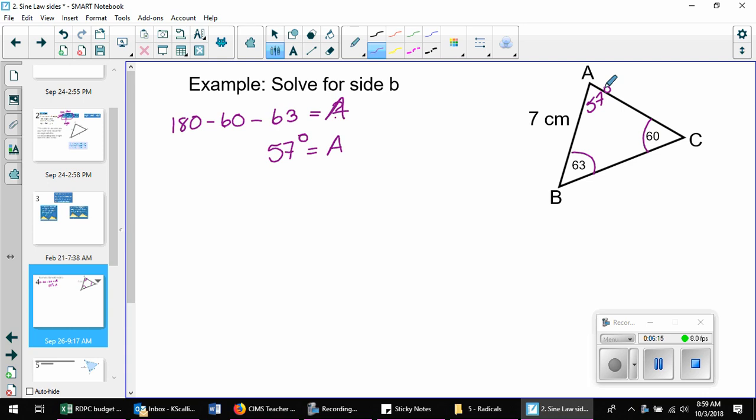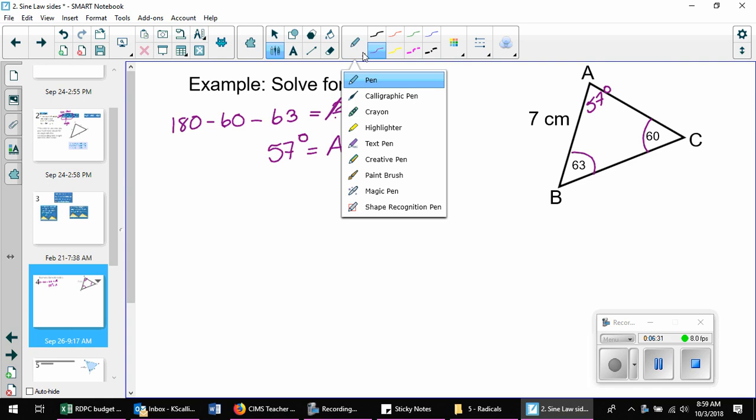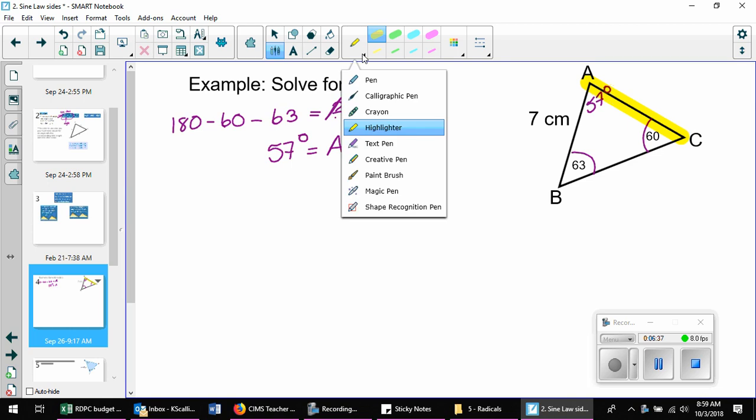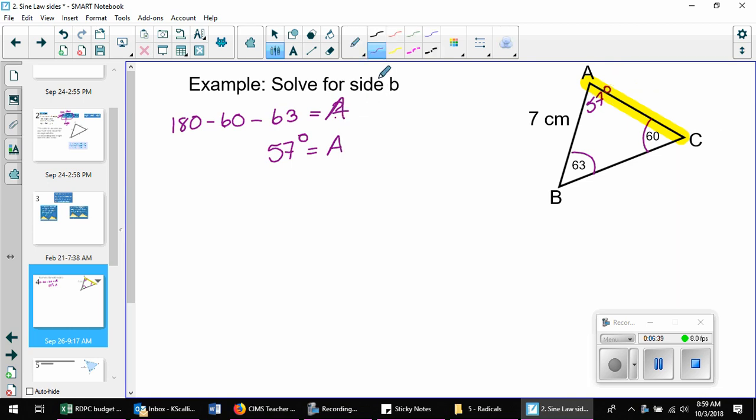All the interior angles are less than 90. That's acute. So that's an acute triangle because all my angle measurements are less than 90. Okay, so we're looking for side B. Side B is that side of the triangle because it is directly across from angle B.